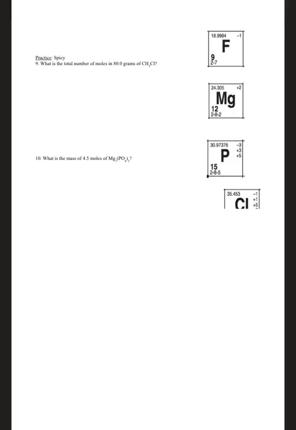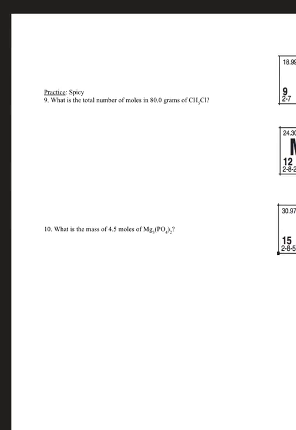Okay, let's look at these questions. First thing we do is find the molar mass. I have C, one of them, 5 H's, and 1 Cl. Carbon is 12. Hydrogen is 1, so 1 times 5 is 5. And chlorine is about 35. I'm going to add these up. I have 52 grams per mole. Okay.